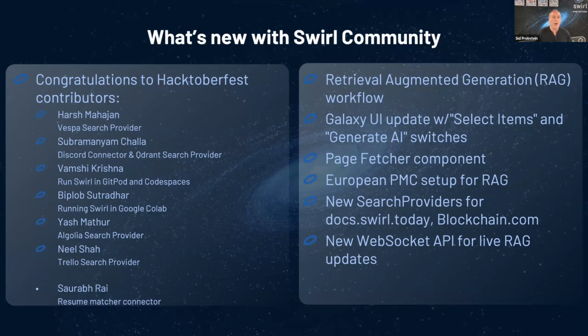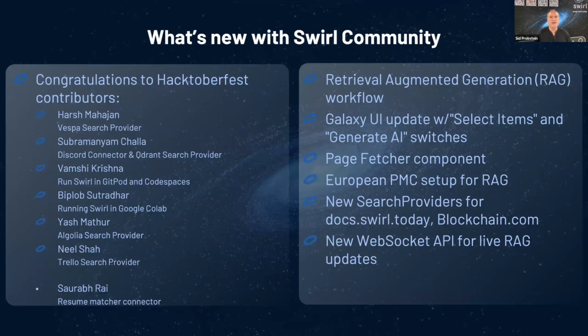A similar public example that's not just pure web data is European PMC. It's life sciences, science, technology, and medical content, very similar to US PubMed. So that comes pre-configured now for RAG, as you'll see, and so you can generate insights from all of the latest papers. We also have a bunch of new search providers for the new Swirl Today documentation center, docs.swirl.today, and also blockchain.com. If you want to actually search for Bitcoin transactions, etc., you can do that.